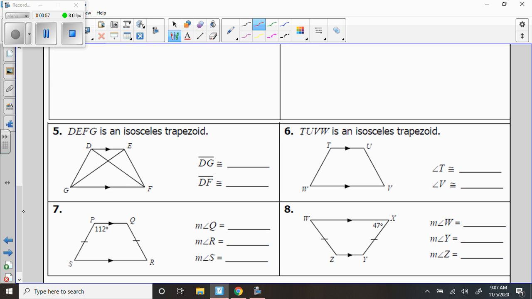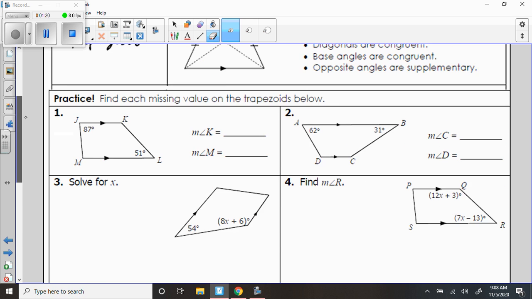Another way is they could give you these dashes on the sides like number 7 and number 8. If they give you those marks on the sides, they're trying to tell you they're equal. Or they can come out like number 5 and 6 and just tell you it's isosceles. Okay? So let's take a look at 1 through 4.